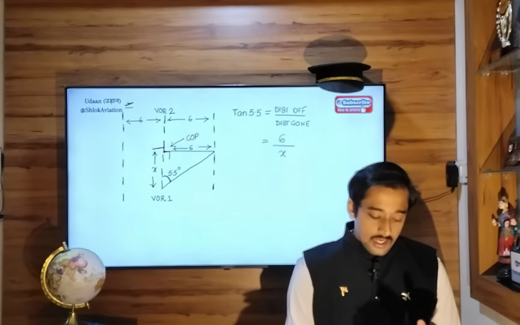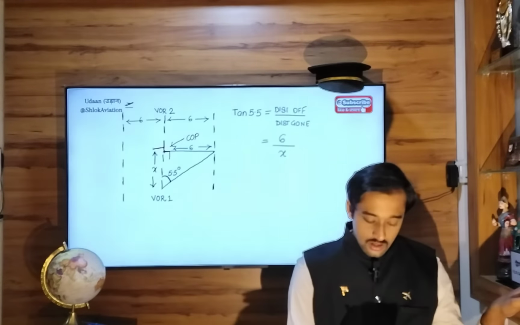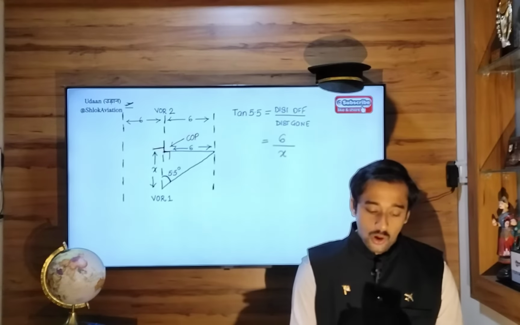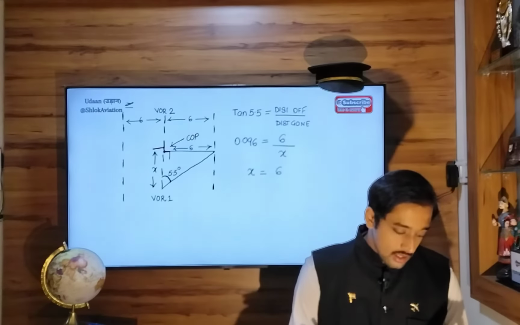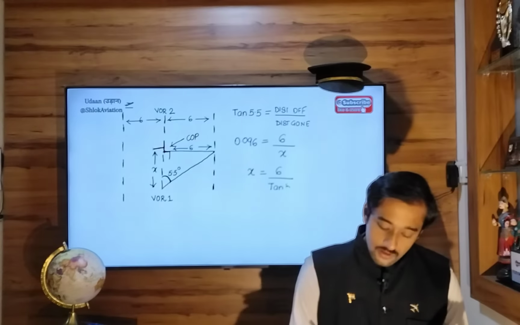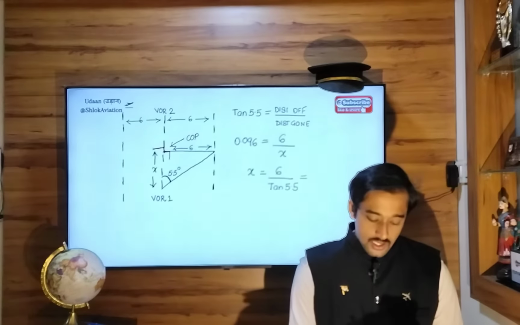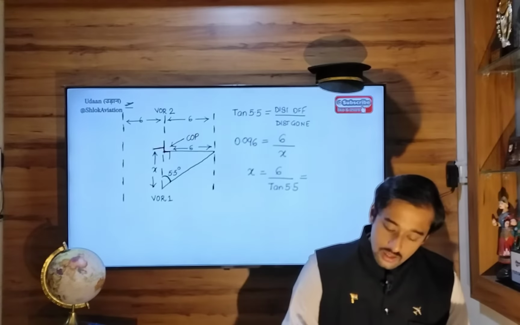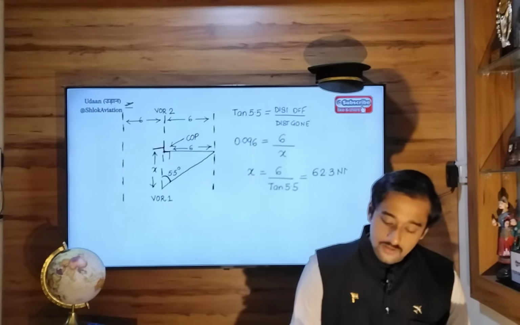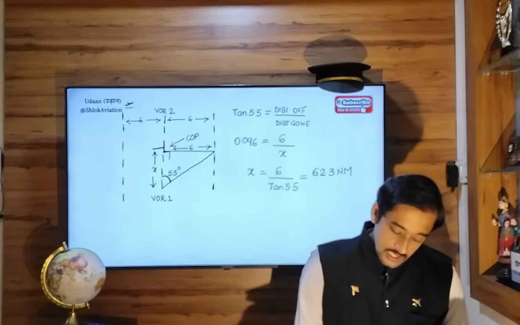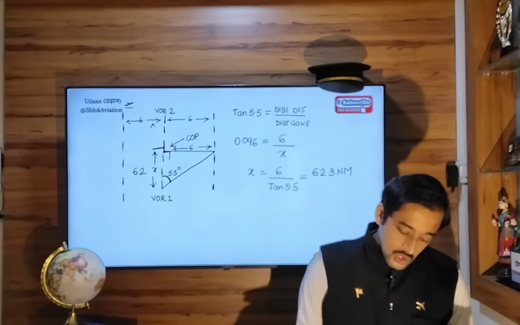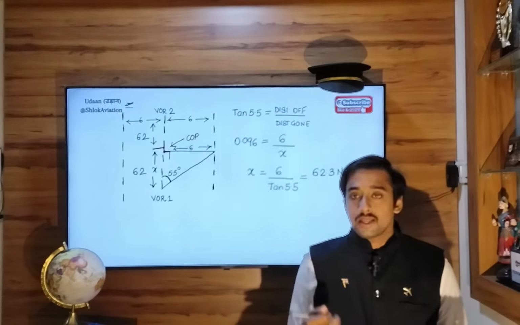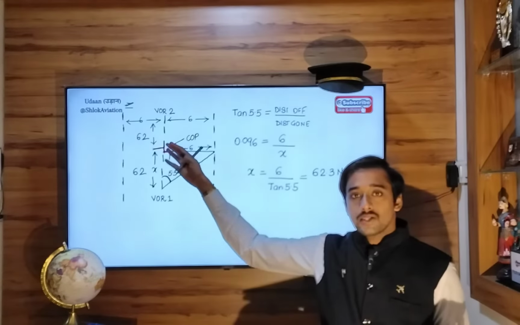Tan 5.5 degrees is 0.096. So x will be 6 divided by tan of 5.5, or 0.096, which is 62.3 nautical miles, approximately 62. That means this is 62. If this is 62, similarly, this will also be equal to 62. You can make the same triangle on this side, you will get the same answer, 62.